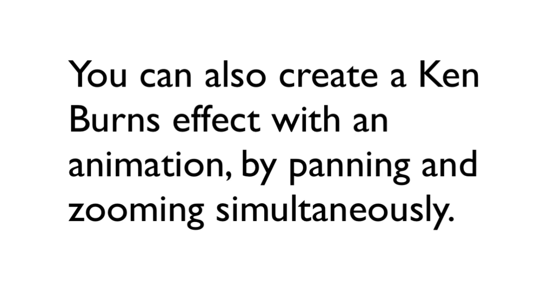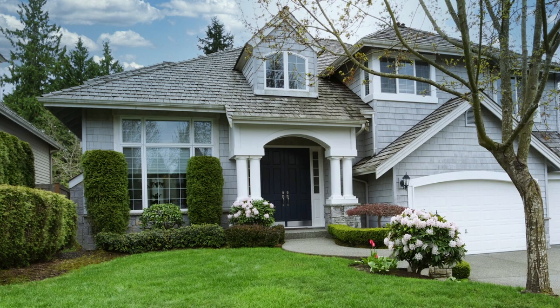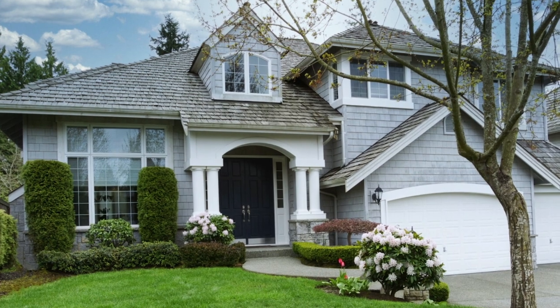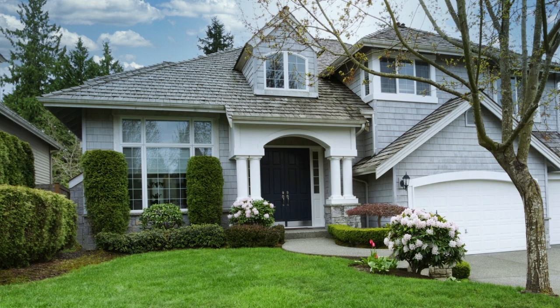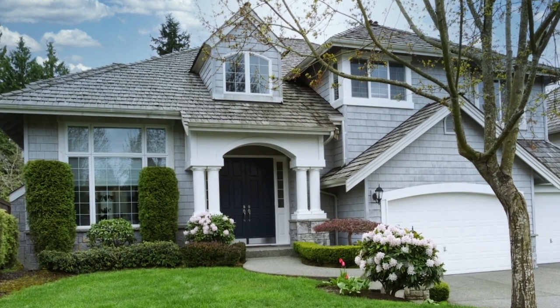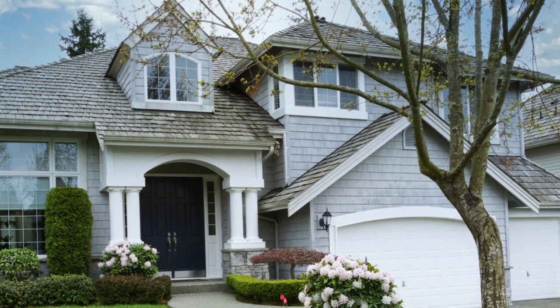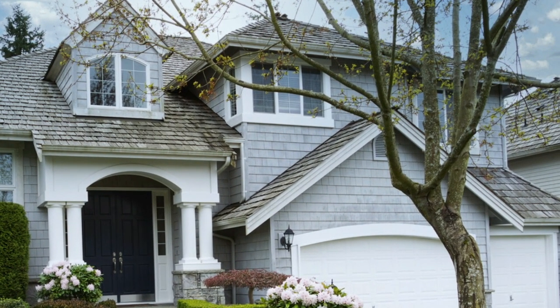Now, you can also create what we call a Ken Burns effect with an animation by panning and zooming simultaneously. Ken Burns is still a famous historical documentary filmmaker, and he sort of introduced this effect in a lot of his documentary films, and that's where the name comes from. But let me just show you what this does. Remember, we're going to use an animation, and we'll pan and zoom simultaneously. So for example, here's a house, and what's going to happen in this animation, you'll see that I'm moving the house off to the left of the screen and zooming in at the same time. So a Ken Burns effect like this creates the illusion of motion in an image where there really is no motion. Keeps viewers entertained and engaged during that period.